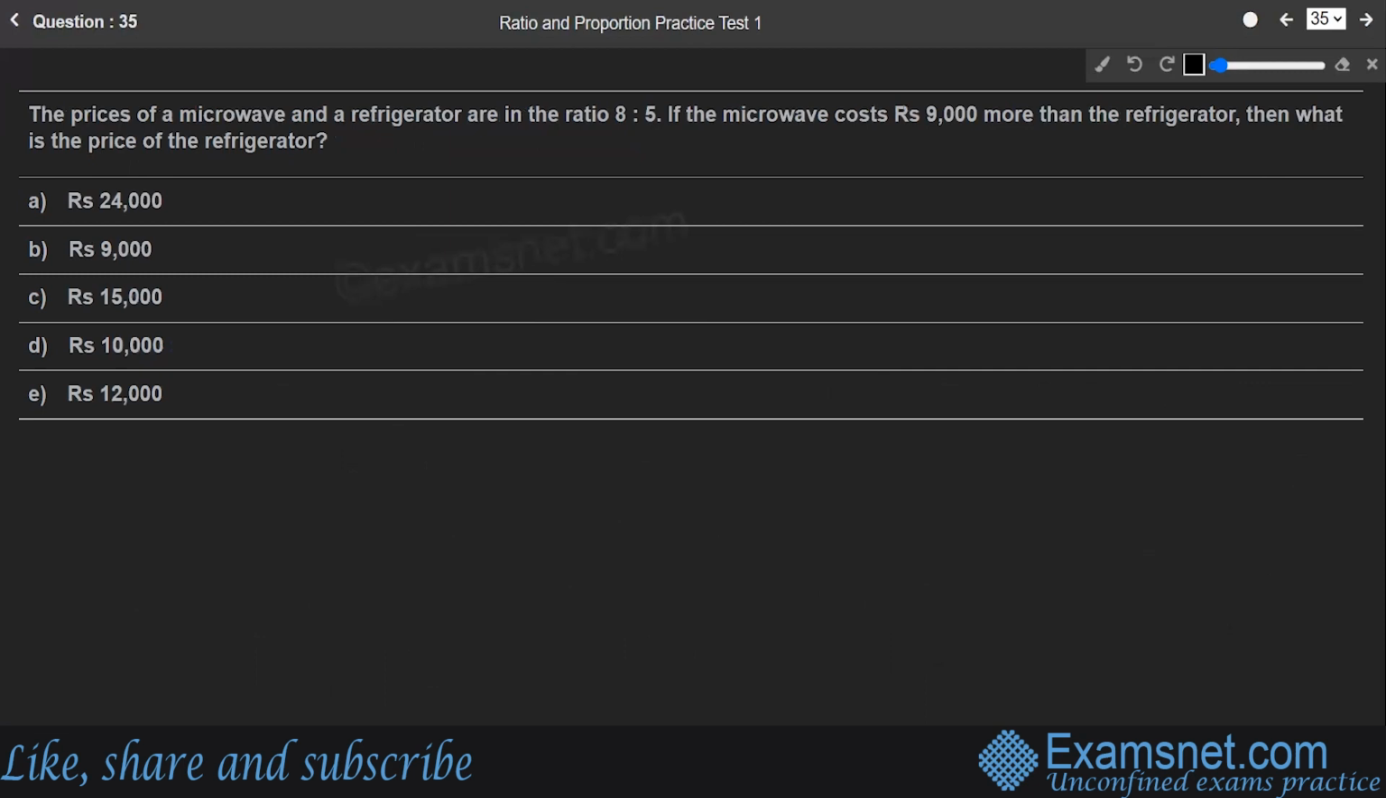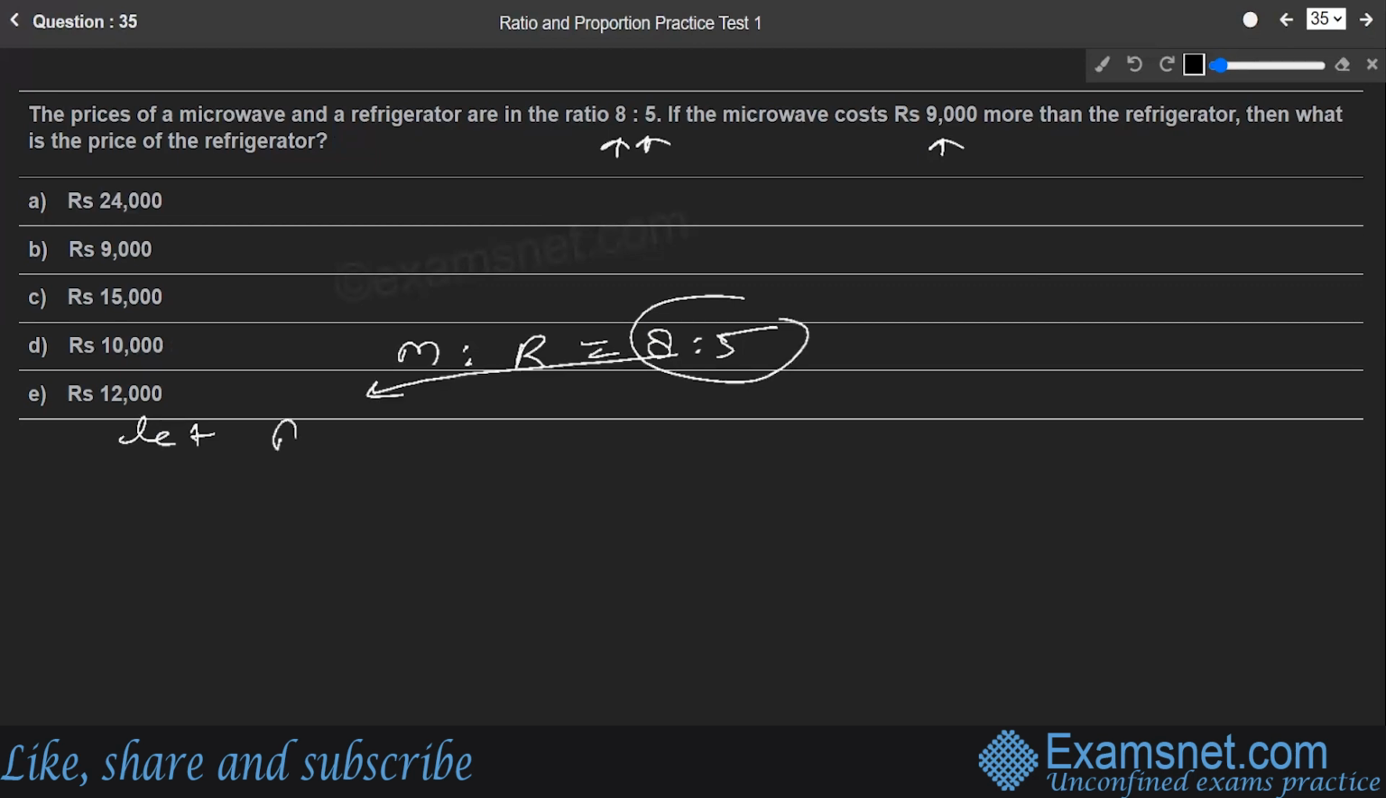Now, they say the prices of microwave and refrigerator are in the ratio 8 is to 5. If the microwave costs 9,000 more than the refrigerator, then what is the price of refrigerator? Okay, so let us make the prices first. Let's see, the prices of microwave to refrigerator are given in the order 8 is to 5. So we can convert this ratio into price.